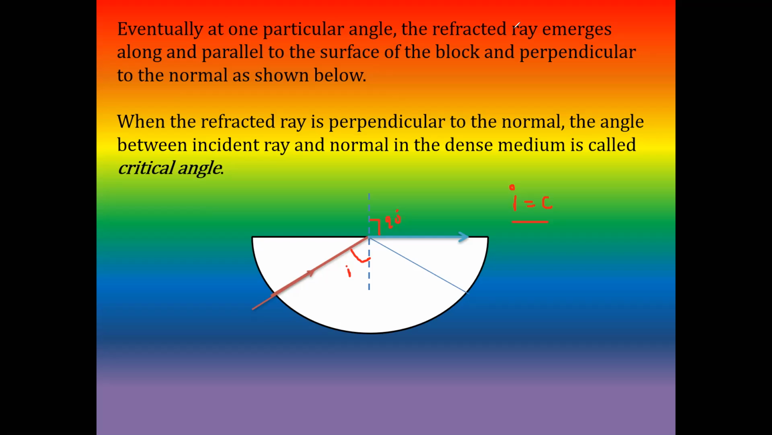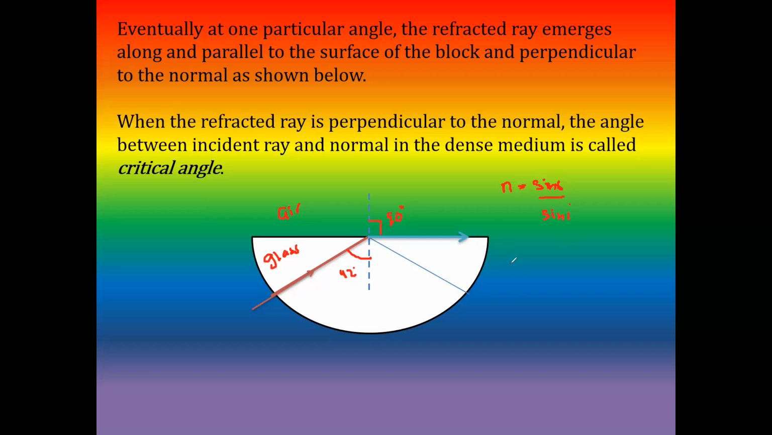Using the critical angle, you can also find the refractive index. For example, if this angle was 42 and the angle of refraction is 90, so light is traveling from a denser medium, glass, to air. Which formula should I use to calculate the refractive index? Sine r over sine i. So I will use the formula: refractive index is equal to sine r over sine i.